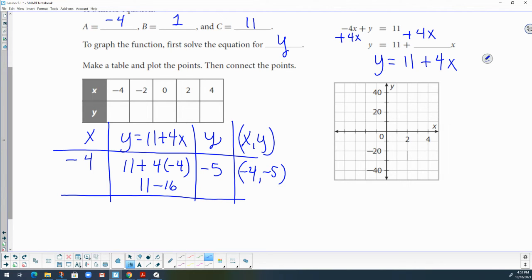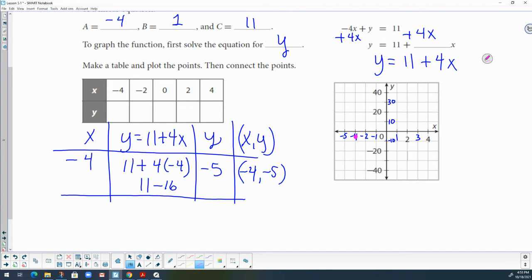Then I'm going to go ahead and plot that point. So -4, and if you look at this, this is not just a standard graph. It has different units of measure. You can see that the x value is changing by 1, but my y axis here is changing by 10. So there's 10, 20, 30. So this is -10, -20. So -4 and -5. Here's -10 right here, so that point's going to be right there.